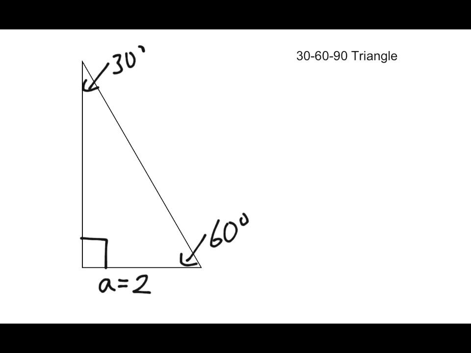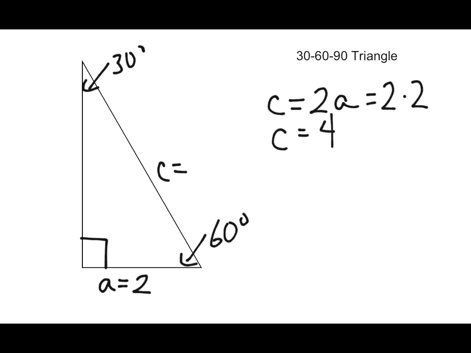If I'm given that side, first of all, I can find the hypotenuse, which I'm denoting as C, by multiplying the short side by 2. In this case, my short side is also 2, which means I will have 2 times 2, meaning my hypotenuse is 4.